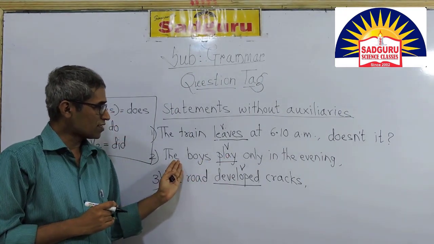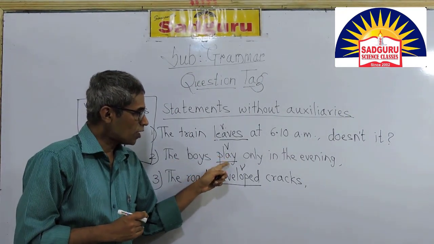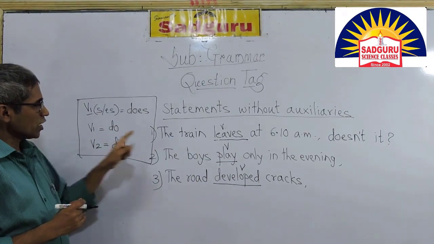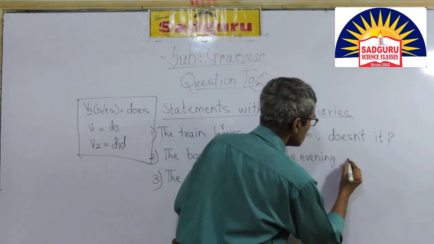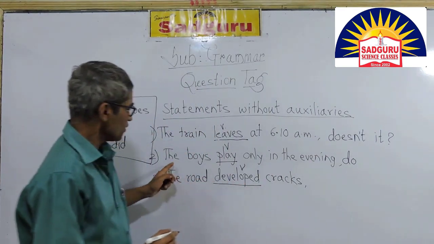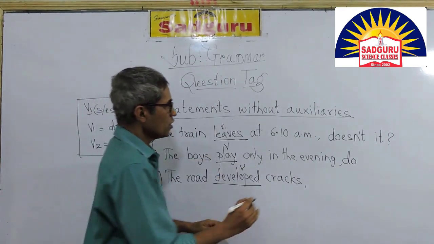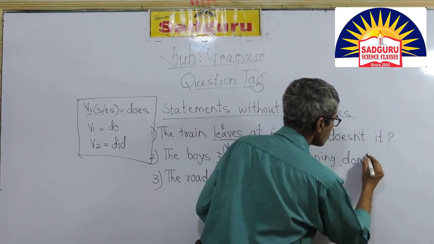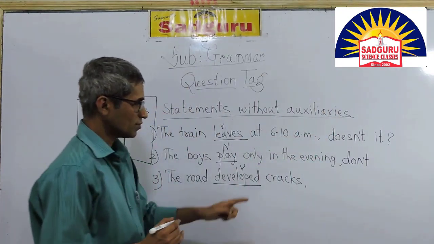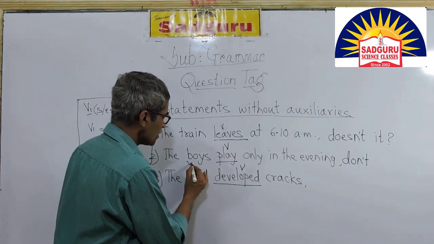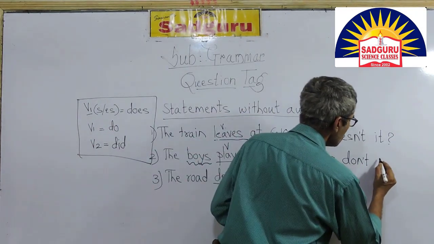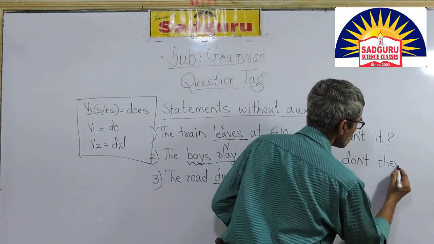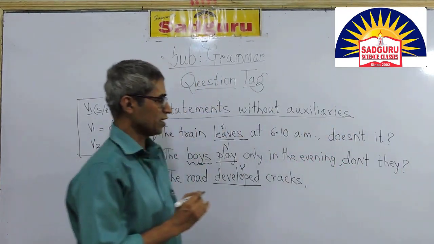Now the second sentence. The verb is V1. So you can check do for it. Again the sentence is positive. So make it negative. Don't. And the subject is boys, plural noun. So the pronoun will be they.